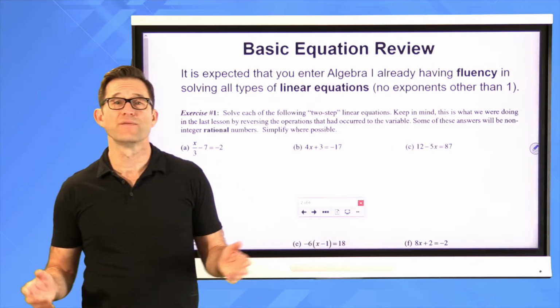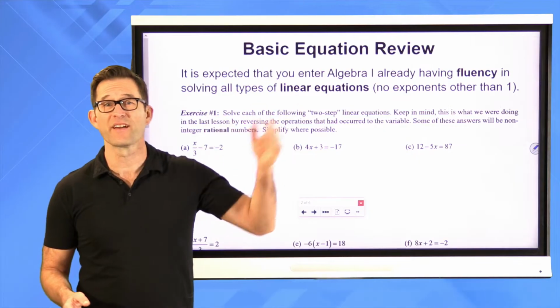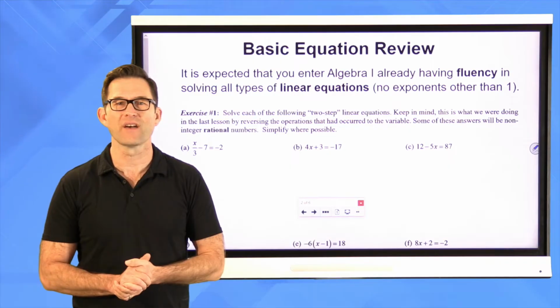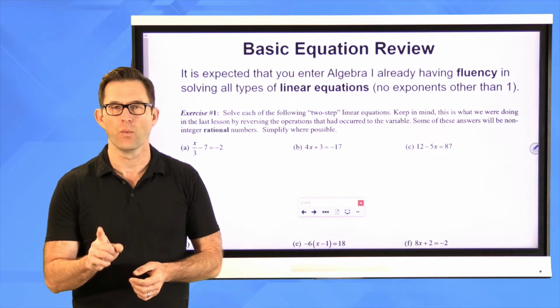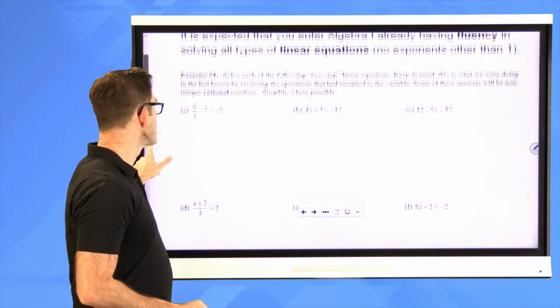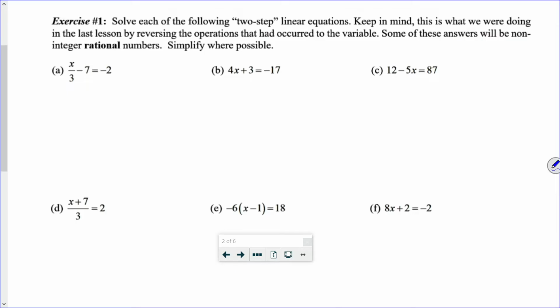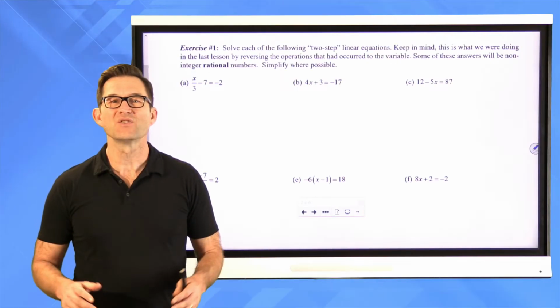All right, basic equation solving review. That's pretty much everything I just said, but it's expected that you enter Algebra 1 already having fluency in solving all types of linear equations. No exponents other than 1. So let's bring exercise number 1 up here, and let's take a look. Exercise number 1. Solve each of the following two-step linear equations. Keep in mind, this is what we were doing in the last lesson by reversing the operations that had occurred to the variable. Some of these answers will be non-integer rational numbers. Simplify where possible.